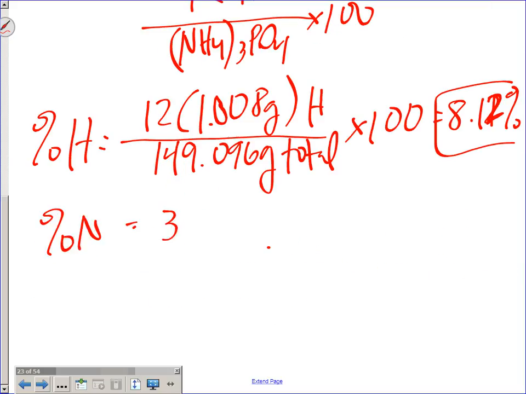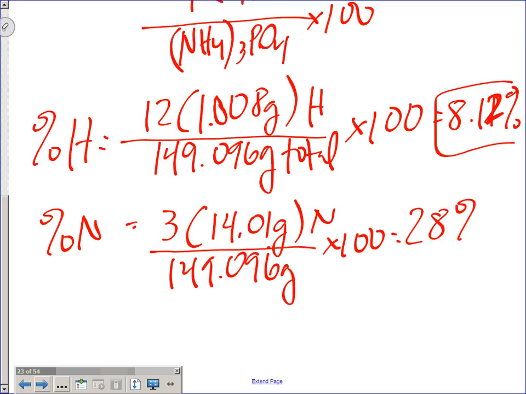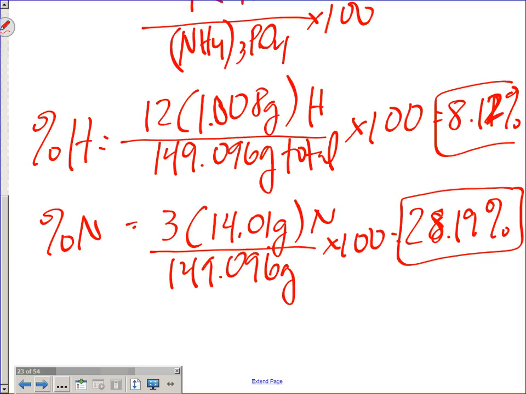So 3 nitrogen, so that's 3 times nitrogen's molar mass, over, again, the total molar mass. Okay, so this is for nitrogen, times 100. What's your percent for nitrogen? 28. Can I get somebody else to verify? Thank you. 28 point what? 19. Okay, I'm extending it to 2 decimal places so I don't have too much rounding error right now.